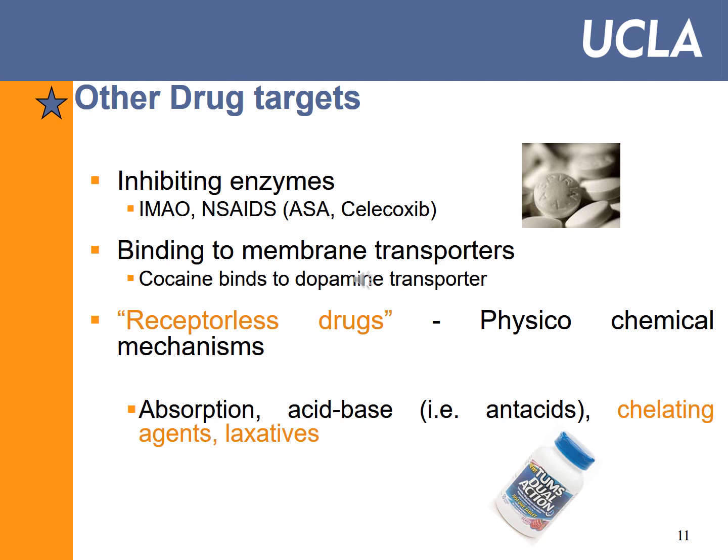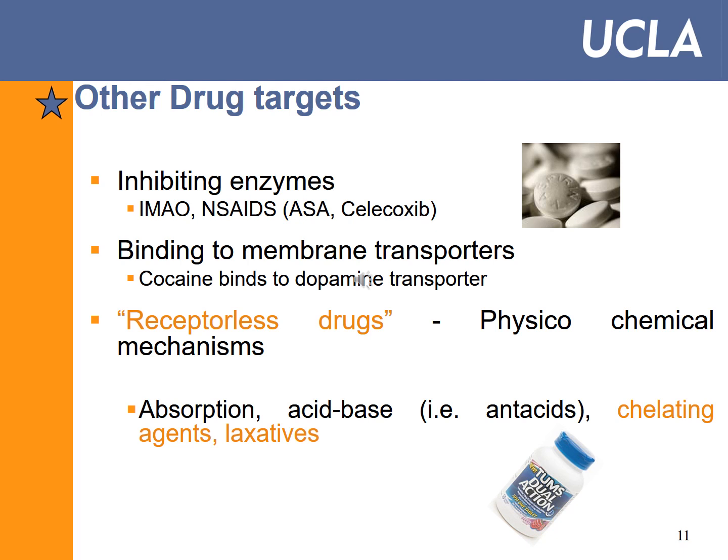They bind to an enzyme that is called COX. At this point, I'm not asking you to know the name of the enzyme. We'll cover this when we see the anti-inflammatories in detail. But what you have to know is this is an example of another target. It's an inhibition of an enzyme. Then you have some drugs that can bind to membrane transporters. One example is cocaine, which binds to the dopamine transporter. Again, you don't need to know which transporter it binds to, but you just have to know another example of drug target. And then you have the drugs that are receptorless drugs.